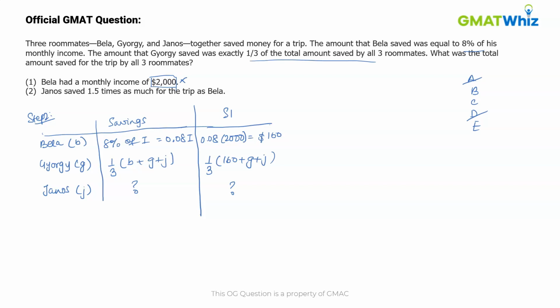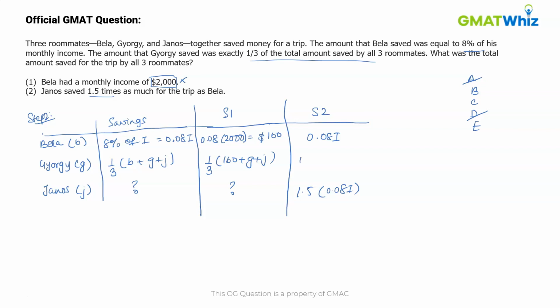We now move on to analyze statement 2 and see what information we can get from the statement. In statement 2 we are given that Janos saved 1.5 times as much for the trip as Bela. Now for Bela's savings we have a savings equal to 0.08 into I, since we have no information about his income. And for the first time we are given that Janos saved 1.5 times as much for the trip as Bela. So Janos' savings can be written as 1.5 into 0.08 I. Now I is still unknown to us, so we cannot find the savings of Bela and Janos.